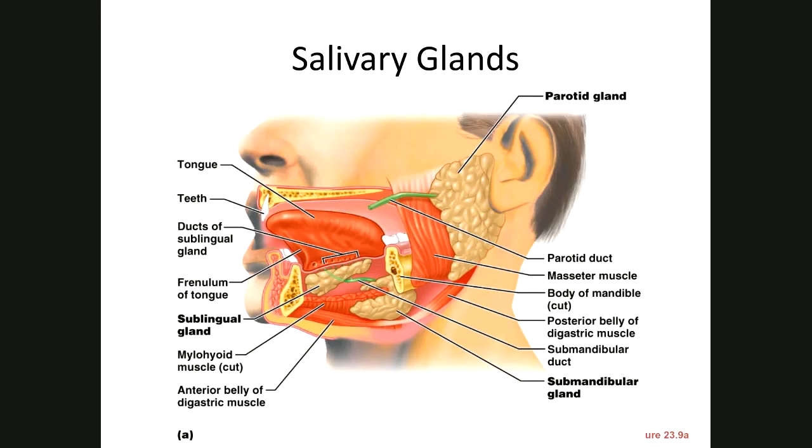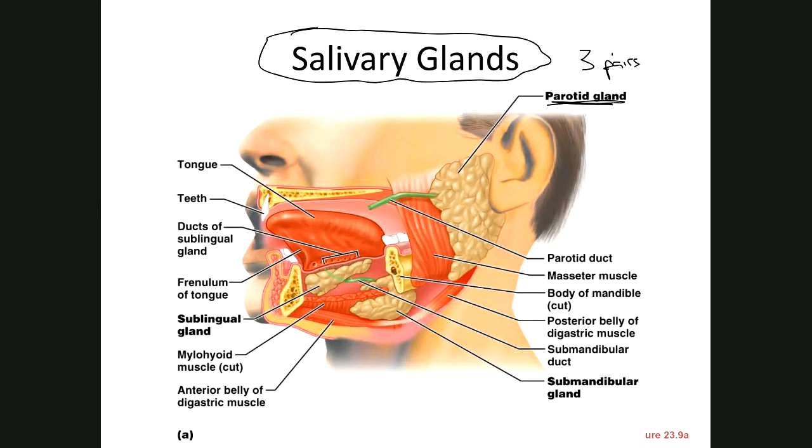Another accessory structure is the salivary glands. And there are 3 pairs of salivary glands. So there's a large pair near the ears. Those are called parotids. A pretty large pair underneath near the mandible. Those are the submandibular. And then there's smaller ones under the tongue, and these are called sublinguals.